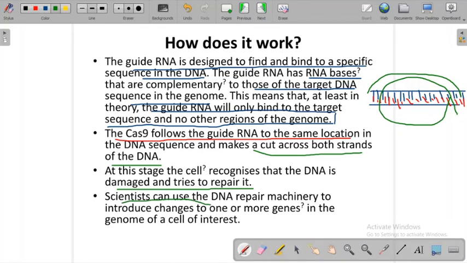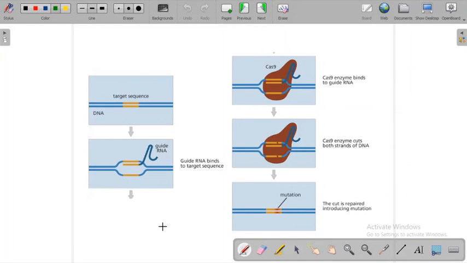So scientists can use the DNA repairing machinery to introduce changes to one or more genes in the genome of the cell of our particular interest. Now the target sequence is there, and this is the guide RNA. You can see that it looks like this one. The guide RNA attaches to the targeted site. Cas9 will come, recognize that guide RNA molecule and cleave the DNA strand. It will not cleave the guide RNA.